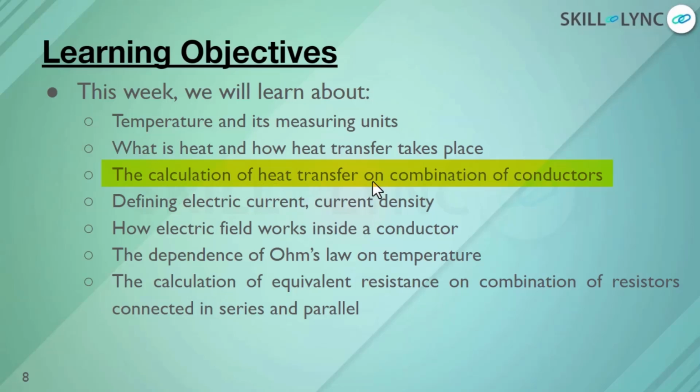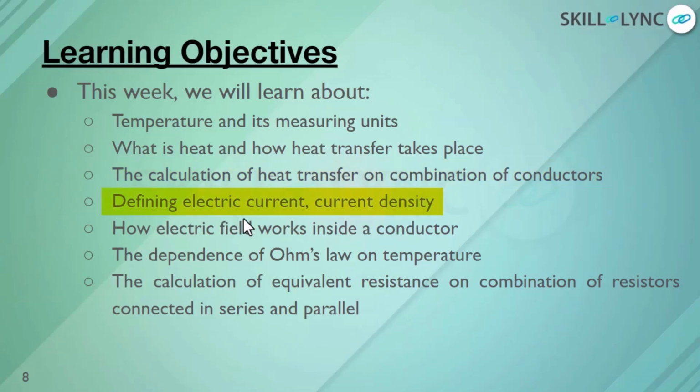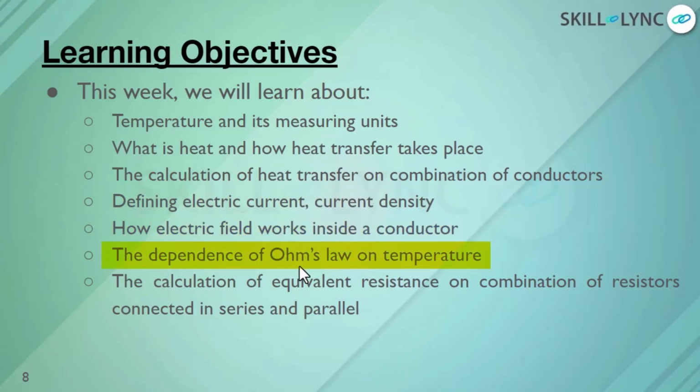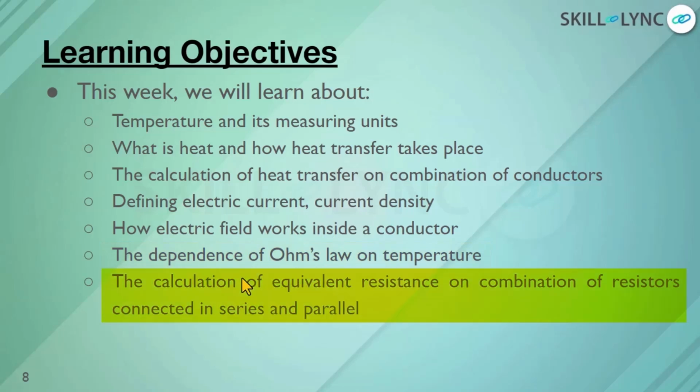That is, when the heat is transferred, then how it is calculated. And when the conductors are combined or attached with each other, how heat transfer takes place and how heat transfer can be calculated in that case. Defining electric current and current density, how electric field works inside a conductor, the dependence of Ohm's law on temperature, and last, the calculation of equivalent resistance on combination of resistors when they are connected in series and in parallel.